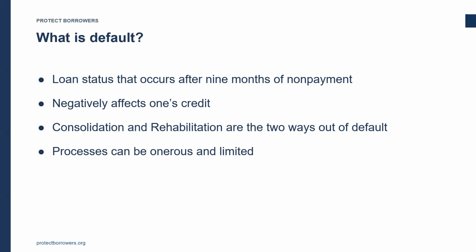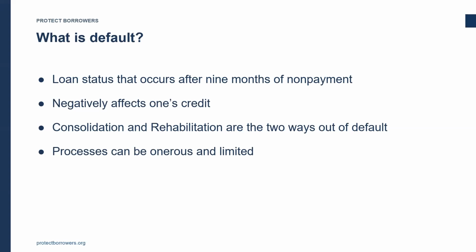Being in default has a lot of negative consequences. Your wages can be garnished, and your Social Security or tax refunds can be seized. It also affects your credit score and can mean that you might have trouble getting a car loan or securing a mortgage to buy a house.